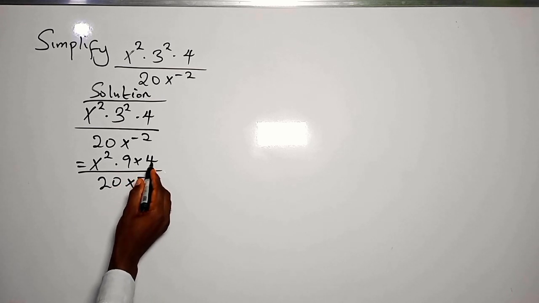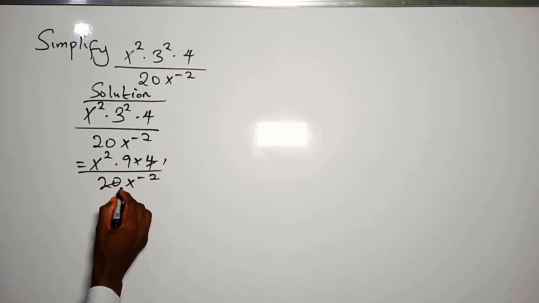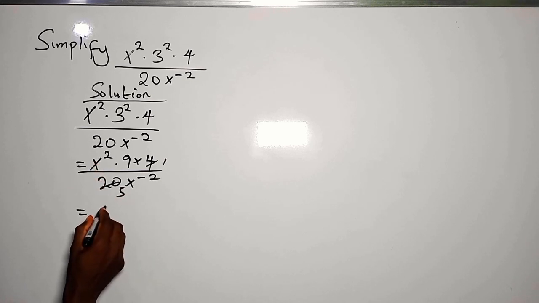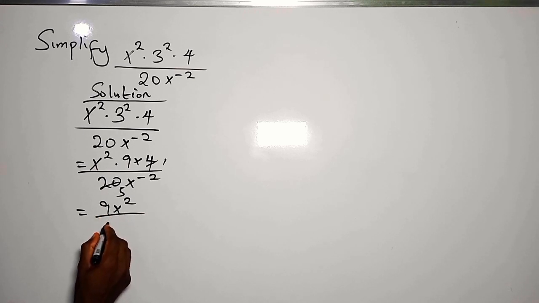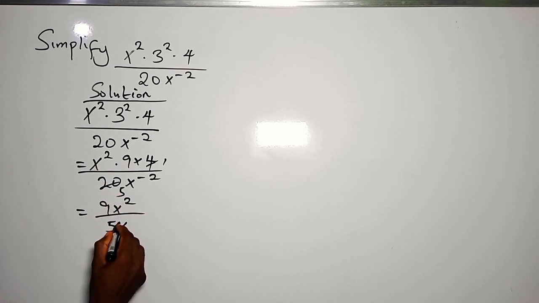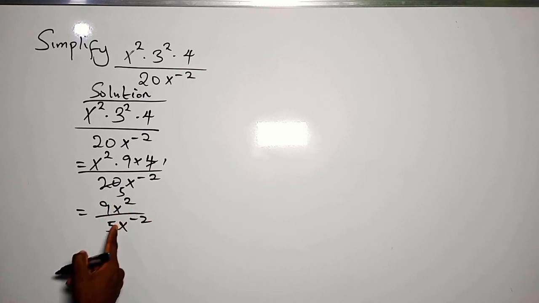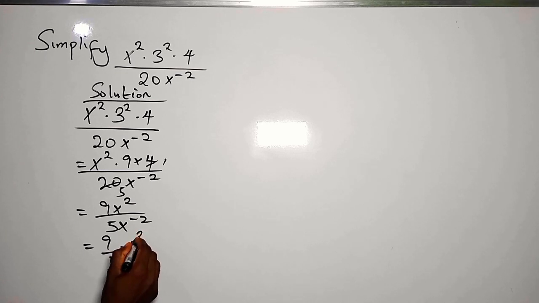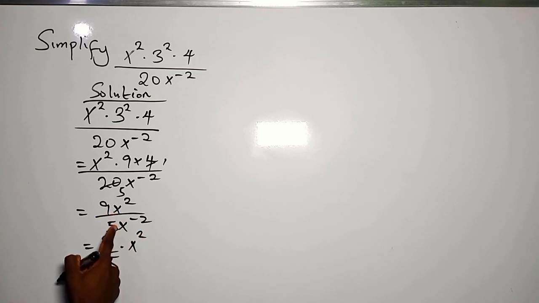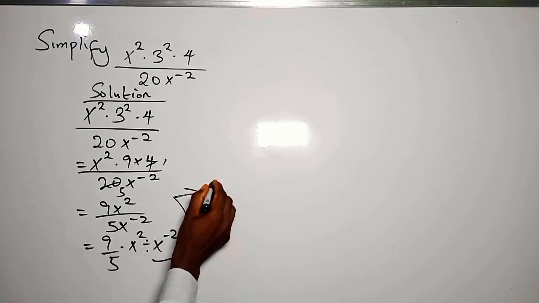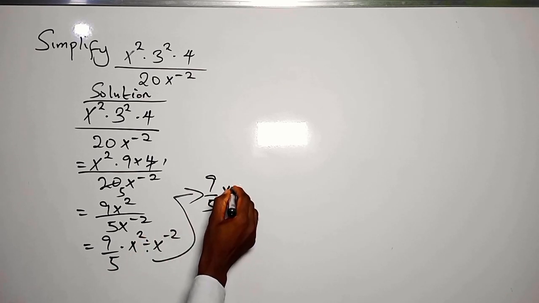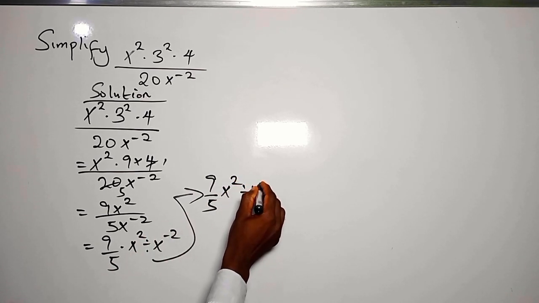Okay, we can simplify 4 and 20. 4 divided by 4 is 1, and 20 divided by 4 is 5. So from here we have 9x squared divided by 5, times x to the power minus 2. So here we have 9 over 5 times x to the power 2, divided by x to the power minus 2, which gives 9 over 5, x to the power 2 divided by x to the power minus 2.